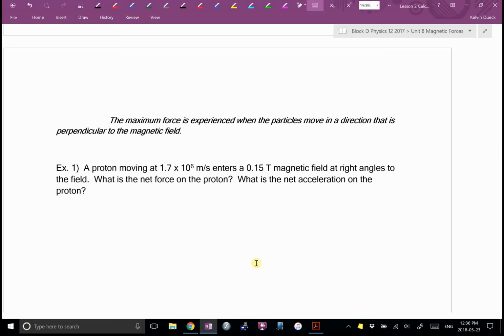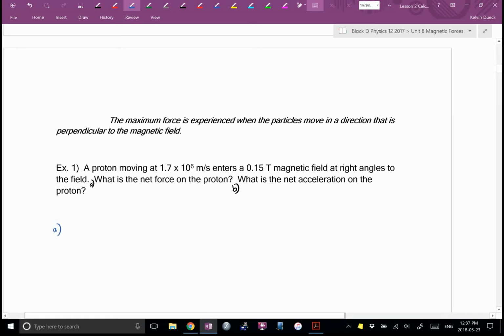So far, so good, Lena? Let's use this. And believe it or not, we're only about 2 little leaps of logic away from designing the Large Hadron Collider. A proton moving at 1.7 times 10 to the 6th meters per second enters a 0.15 Tesla field. Big, small? What was a big field? A big field's like 4 or 5. This is pretty big. This is being caused by a large electromagnet. This is not a simple rare earth magnet. At right angles to the field, what's the net force on the proton? Let's call that part A. And what's the net acceleration? Let's call that part B.